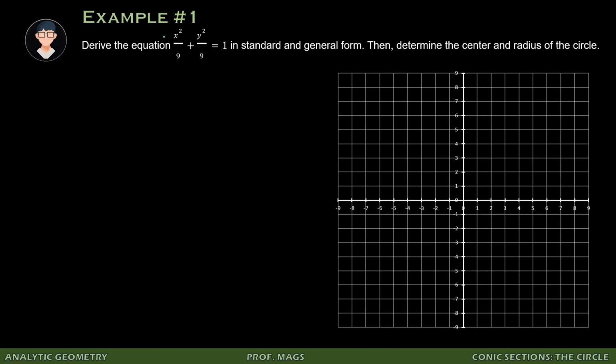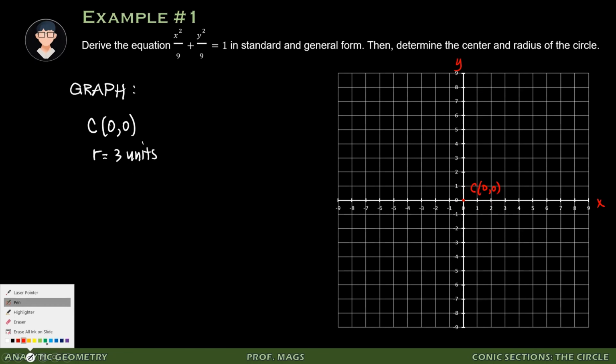And if you're going to graph this example number 1, we take note that our center is at the origin and our radius is equal to 3 units. So yung ating center is at the origin. Origin ay nandito sa gitna ng x-axis and y-axis. The point of intersection between the x and y-axis, we already discussed that. So this is our center. The radius of our circle is 3 units.